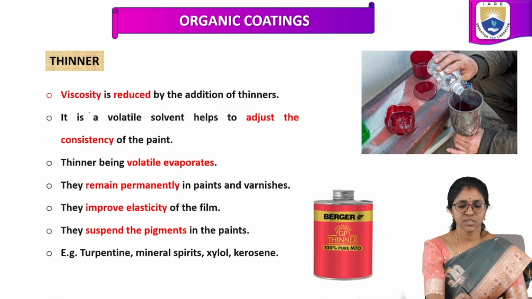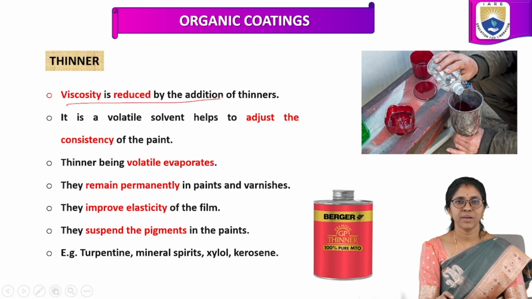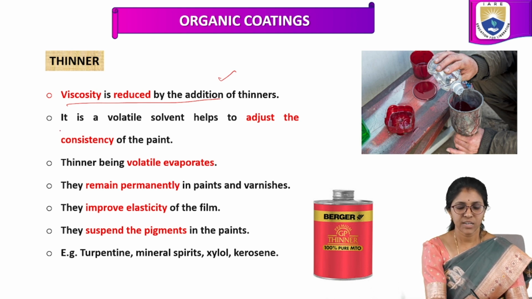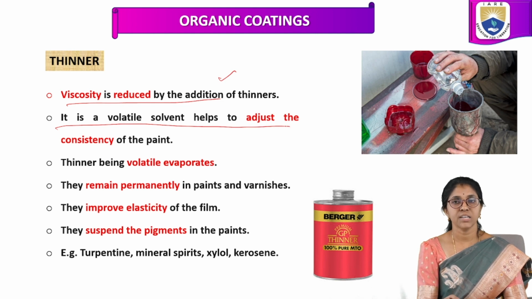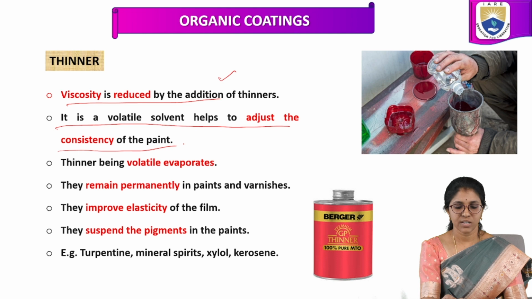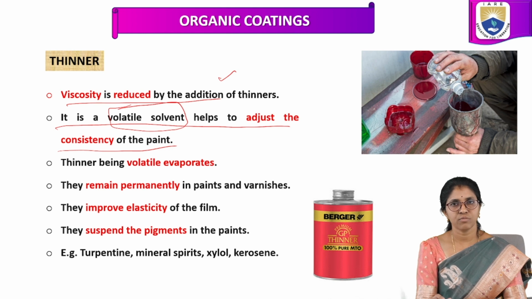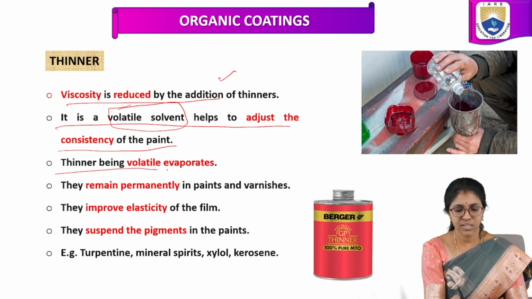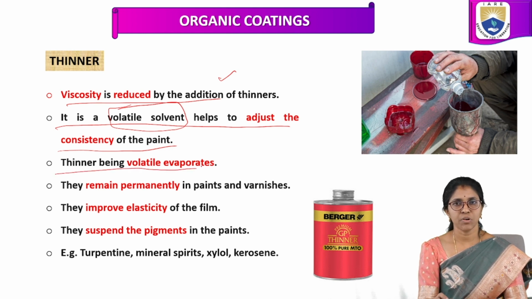Thinner. The viscosity of paint is reduced by the addition of thinners. It is a volatile solvent and helps to adjust the consistency of the paint. Thinners, being volatile, evaporate.